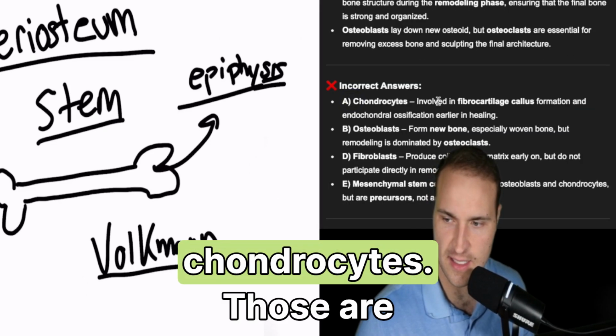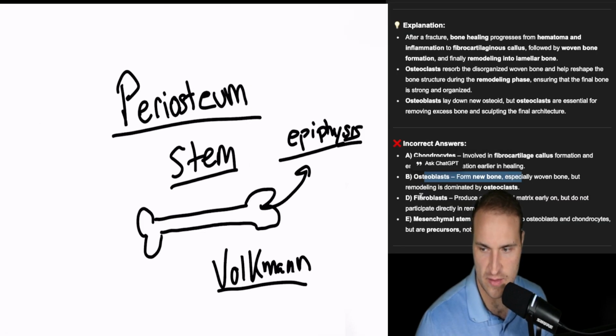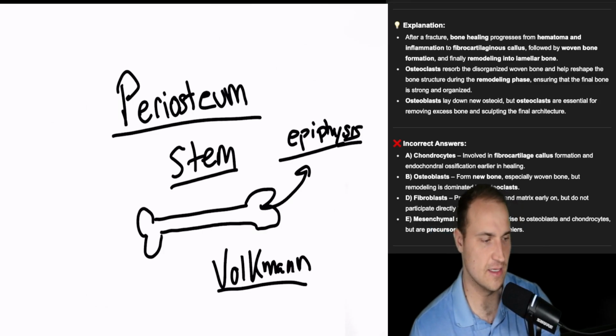So our incorrect answer is chondrocytes. Those are involved in fibrocartilage callus formation. Osteoblasts form the new bone. Fibroblasts produce collagen. Mesenchymal stem cells give rise to osteoblasts and chondrocytes, but they are precursors, not active remodelers. So the osteoclasts help to remodel.